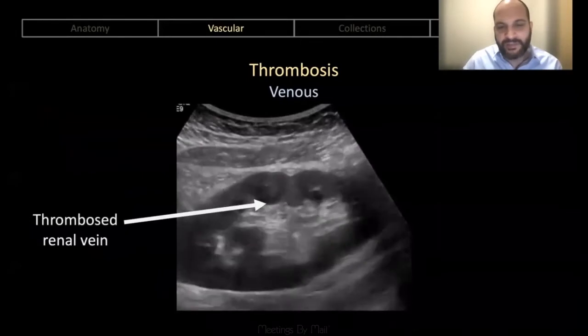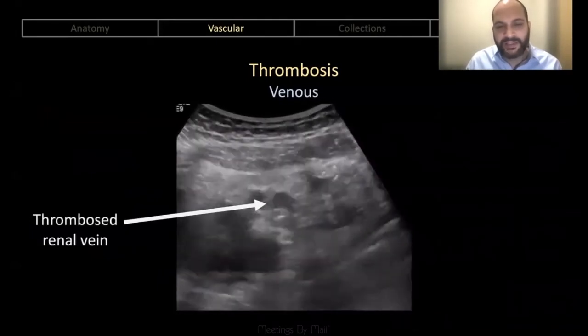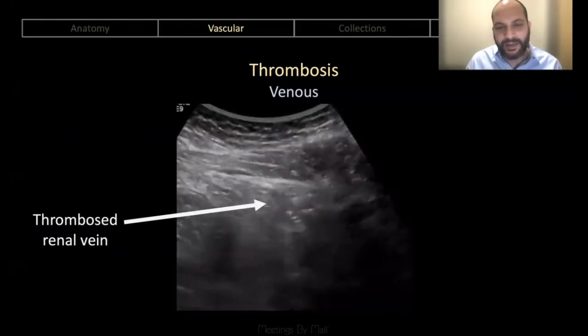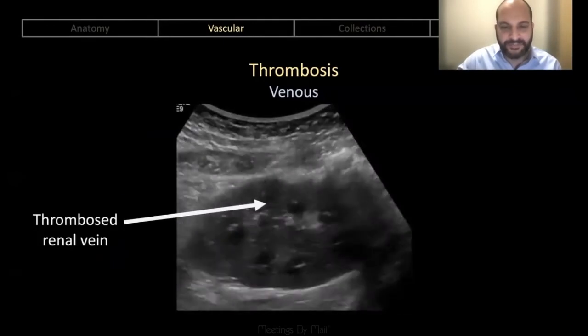Now, grayscale can sometimes show you the thrombus. It can be difficult, but in this case, you can actually see connecting with the iliac vein, this structure here that contains thrombus. This is the renal vein thrombosis.